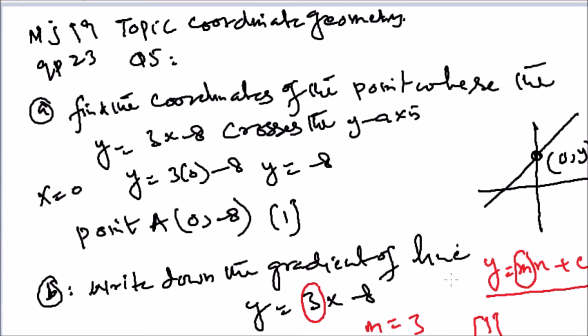Now see the question again. Find the coordinates of the point where the line crosses the axis. Whenever the line is crossing the y-axis, the x value is always 0. So I'm putting the x value 0 there. When the x value is 0, the y value is coming minus 8. So that's the point 0, minus 8. Second part, write down the gradient of the line. In y is equal to mx plus c form, m is 3, that's the gradient of the line. Now this question is done. Let's do another question.